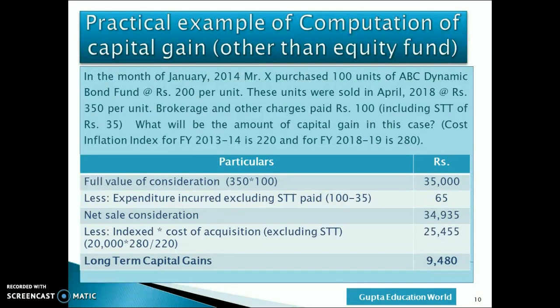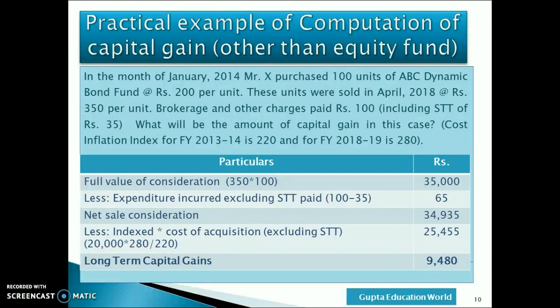Now we will see the practical example of computation of capital gain other than equity fund. In the month of January 2014, Mr. X purchased 100 units of ABC Dynamic Bond Fund at the rate of Rs 200 per unit. These units were sold in April 2018 at Rs 350 per unit. Brokerage and other charges paid Rs 100, including STT of Rs 35. What will be the amount of capital gain in this case? Cost inflation index for financial year 2013-14 is 220, and for financial year 2018-19 is 280.